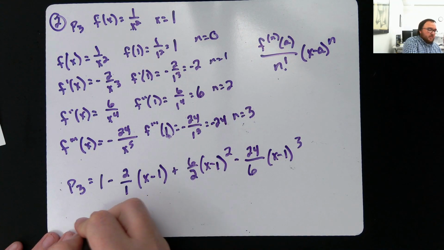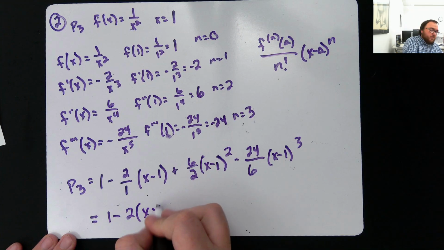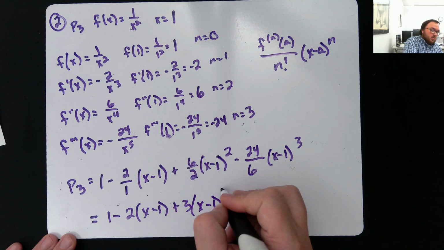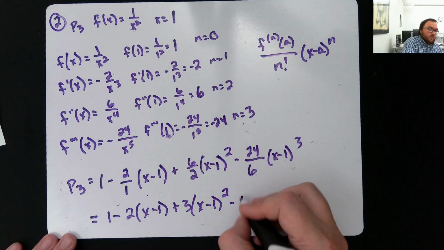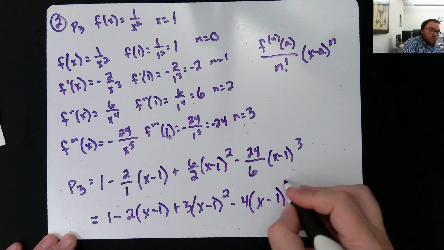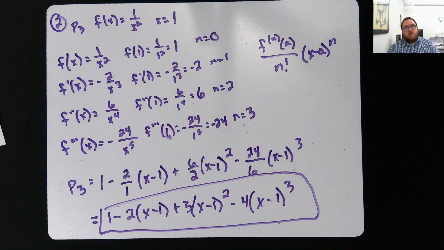but if you want to be specific, you could do 1 minus 2 over 1 is 2. 6 over 2 is 3. 24 over 6 is 4. And there we go. If any part of that does not make sense, please let me know. I would rather you ask me and get help than not get help and not understand it.